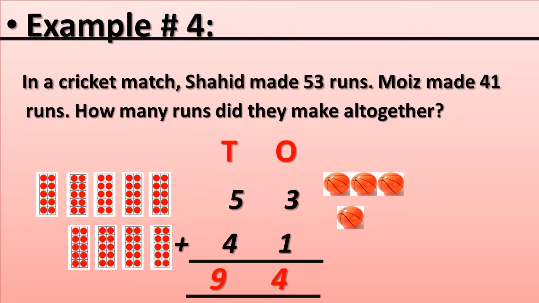Now coming to the tens position, we will add 10's column, in which we have 5 and 4. When we add 4 into 5, what number comes? Yes, 9. 9 comes when we add 4 into 5. So overall, what number comes? 94. 94 comes when we add 41 into 53. It means Shahid and Moise made 94 runs altogether.